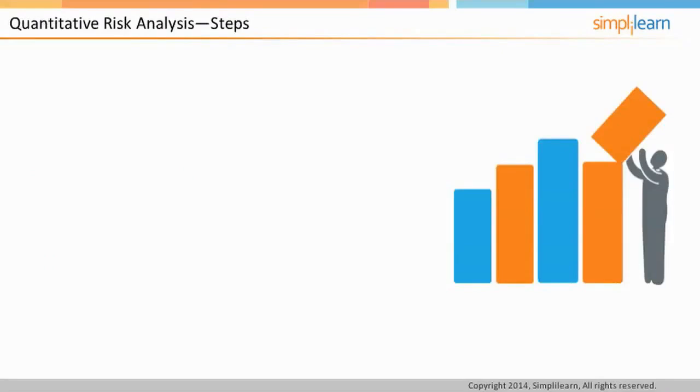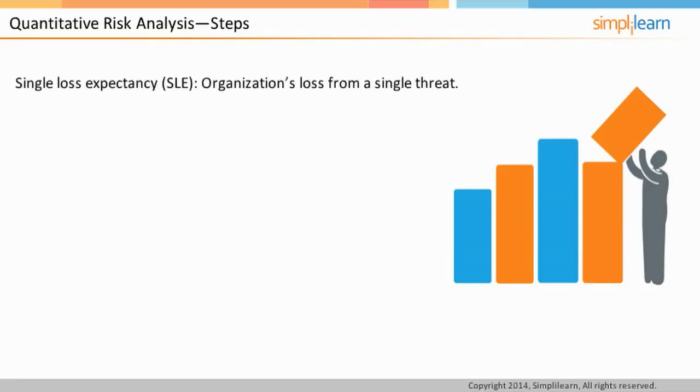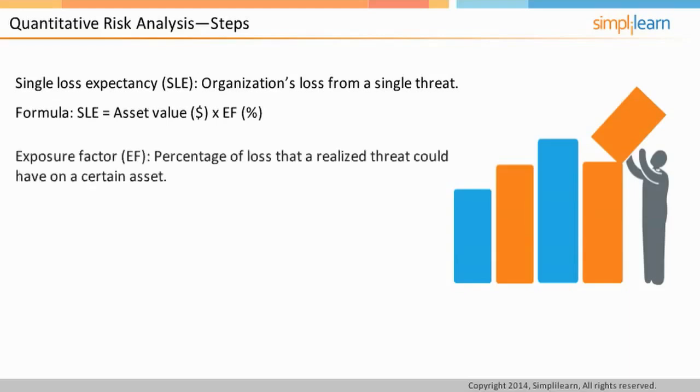Quantitative risk analysis requires certain parameters to be calculated for estimating risk. These parameters include SLE, EF, ARO, and ALE. Single loss expectancy, or SLE, is a dollar amount that is assigned to a single event that represents the company's potential loss amount if a specific threat were to take place. It represents an organization's loss from a single threat and is derived from the following formula. Single loss expectancy equals asset value in dollars multiplied by exposure factor in percentage, where exposure factor, or EF, represents the percentage of loss that a realized threat could have on a certain asset.